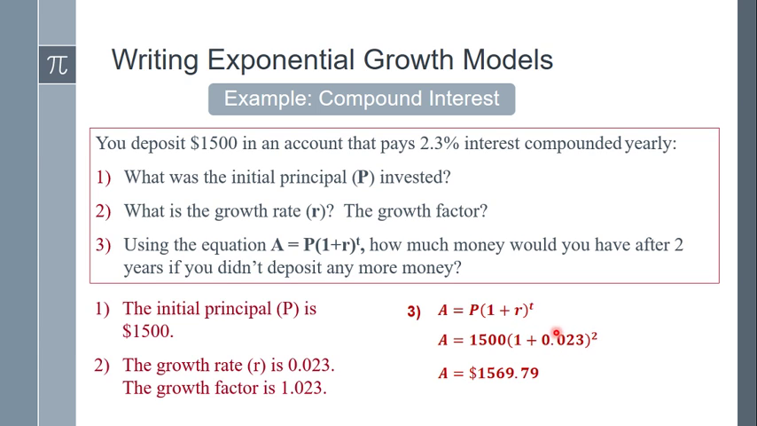So the next step would be to add inside the parentheses, following the order of operations, to get 1.023. And then following the order of operations, I have to square that number. So I took 1.023 and squared it, and then multiplied it by 1,500, and I came up with this amount, $1,569.79.